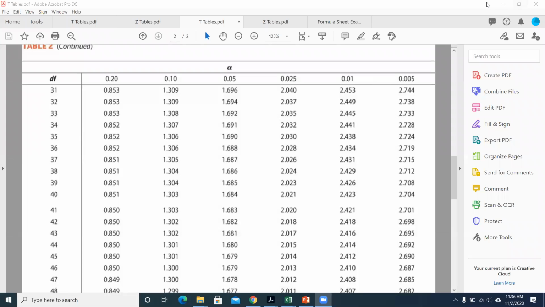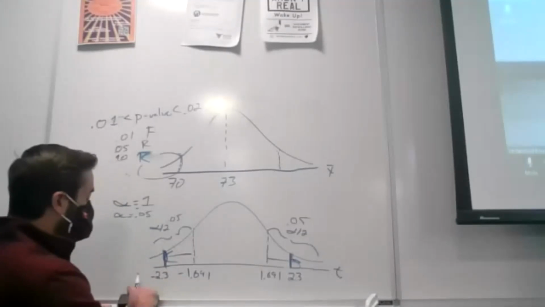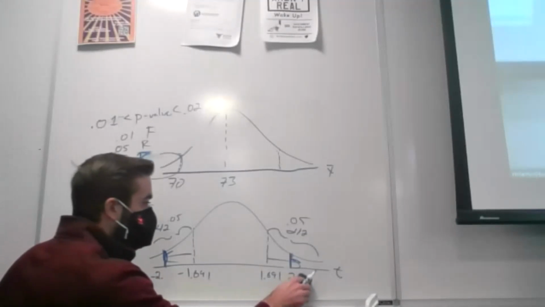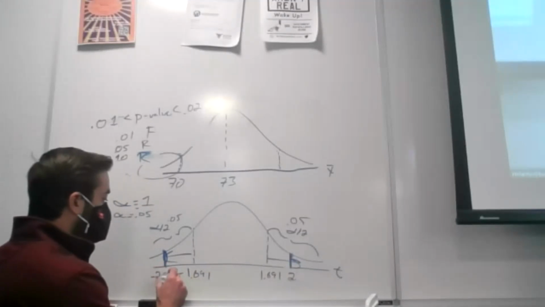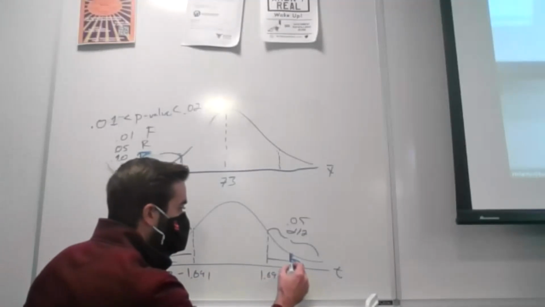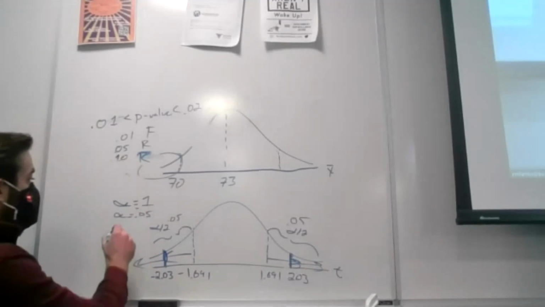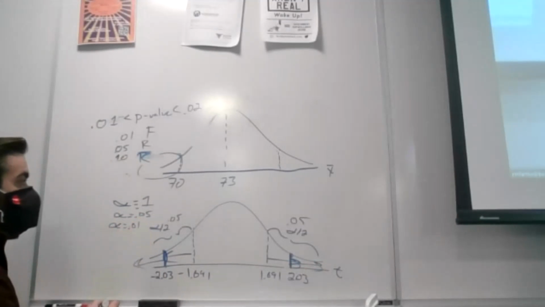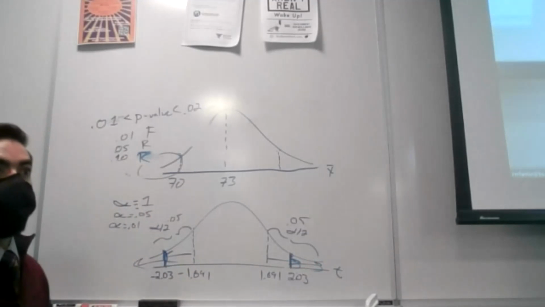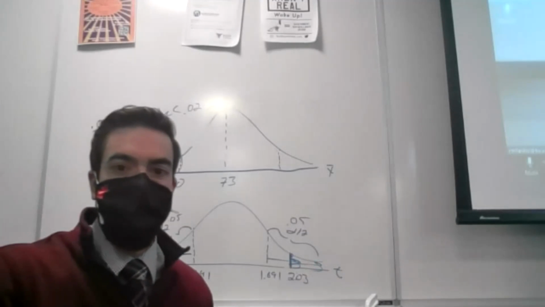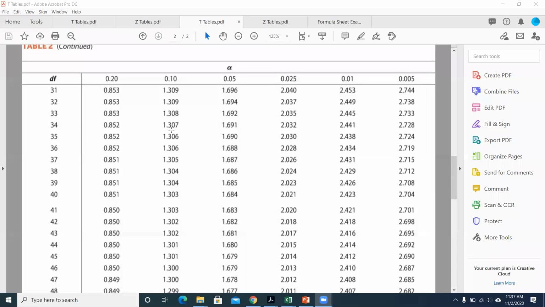2.03. I was going to say, that seems a little high. So 2.03 and negative 2.03. Rejection region. Then I go to the next level, alpha of 0.01. Divide that by 2, 0.005. Go to my table, 0.005, degrees of freedom 34, 2.728.